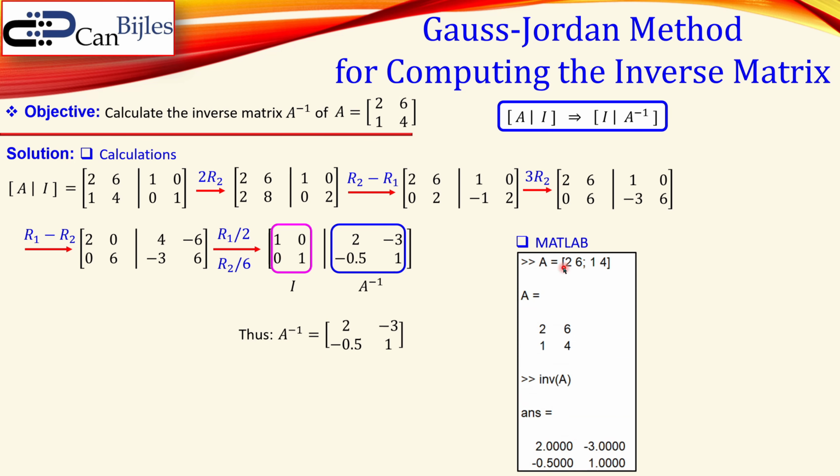This is the MATLAB command to create this matrix 2614. We use inv(A) to calculate the inverse of this matrix, and now we have the result. You see here the 2, minus 3, minus 0.5, and 1. So this is indeed as calculated.